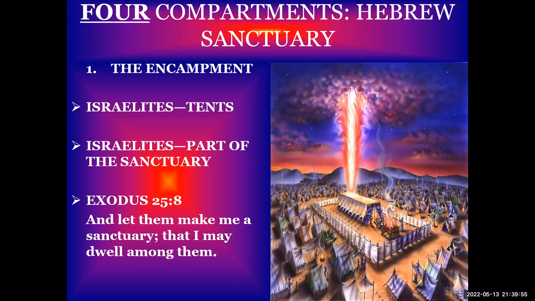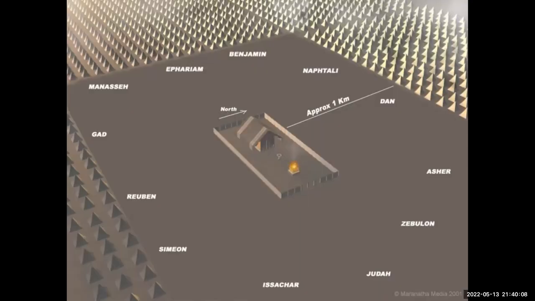Stage number 1. God wanted to dwell among the Israelites. So they were instructed to build a sanctuary amongst them. There is a sanctuary, and one kilometer away from the sanctuary, every household was to camp one kilometer away from the sanctuary.